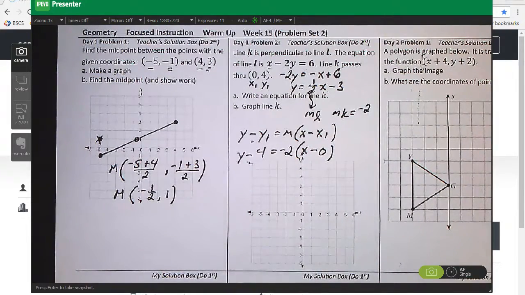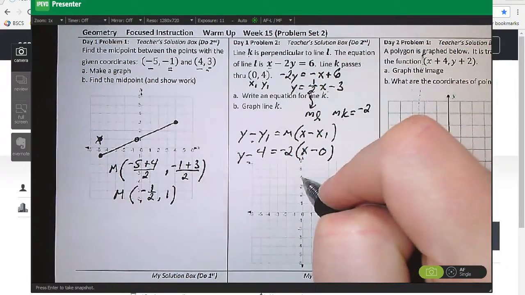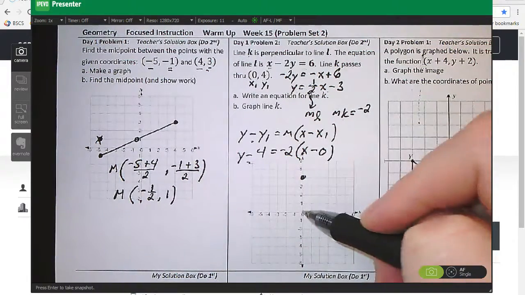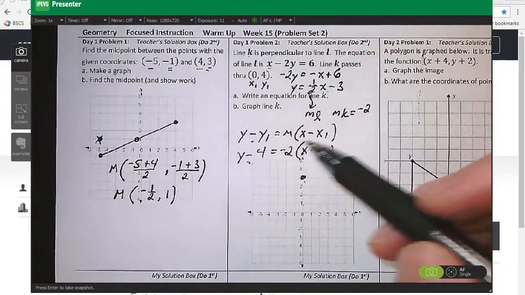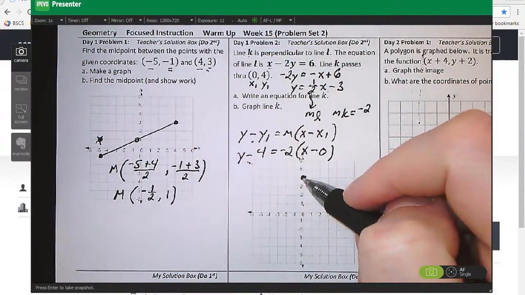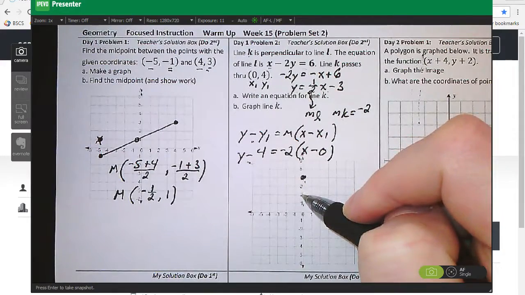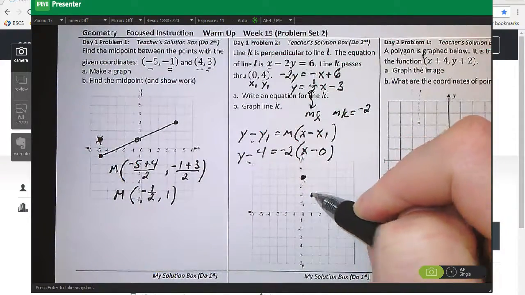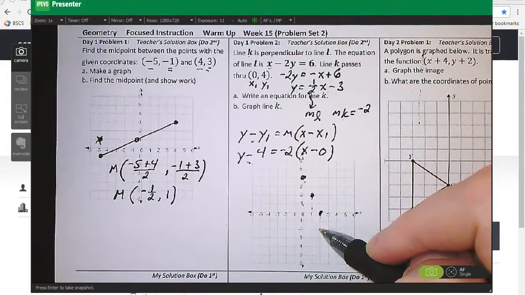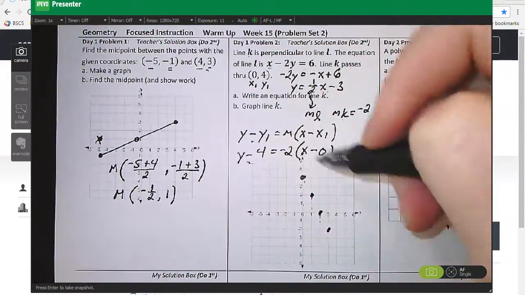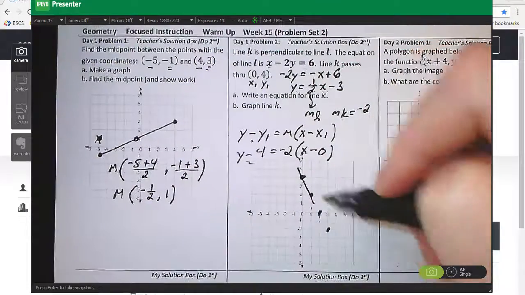Now we can graph line K. It goes through the point 0, 4, which is located right there. So from the origin, just straight up to the 4. And its slope is -2. So from this dot, down 2, run 1 to the right. Down 2, run 1 to the right. Here is a picture of line K.